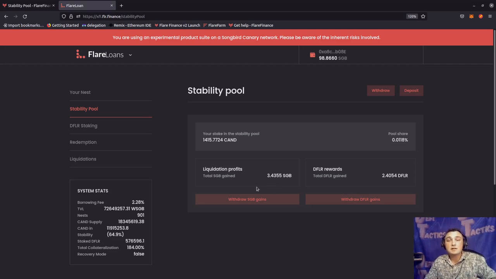So today we're just going to claim these deflare rewards, go over to the farm, claim those rewards, and then get those deflare staked in the deflare staking pool.